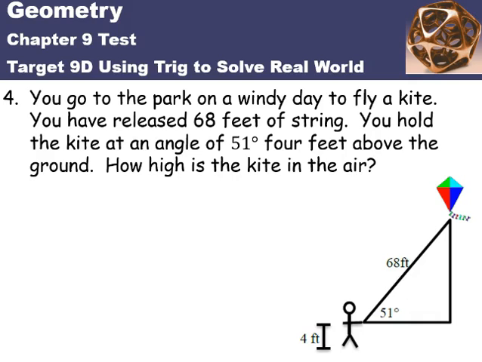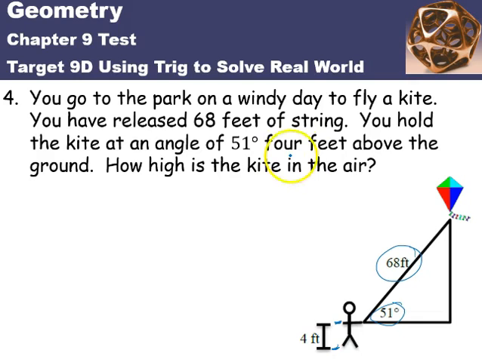Okay, number 4. You go to the park on a windy day to fly a kite. You have released 68 feet of string, so this is 68. You hold a kite at an angle of 51 degrees, so this angle right here is 51 degrees, 4 feet above the ground. So your hand is not on the ground, your hand is up in the air, and it's 4 feet off the ground. So I know the distance from the ground to your hand right here is 4 feet.